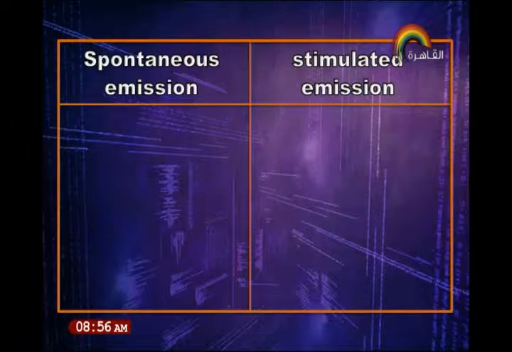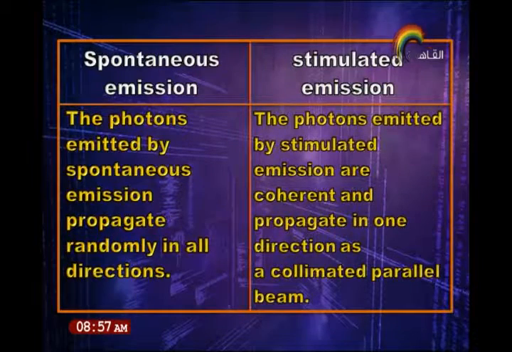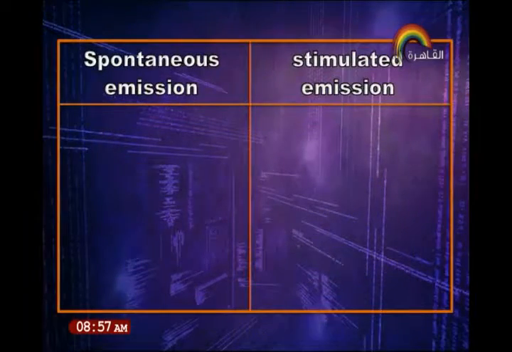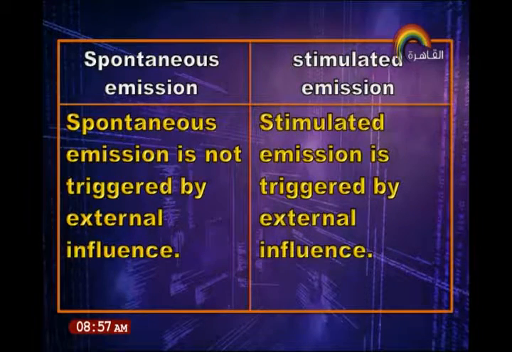Another point of difference: photons emitted by spontaneous emission propagate randomly in all directions. They are divergent. But photons emitted by stimulated emission are coherent and propagate in one direction as a collimated parallel beam. Spontaneous emission is not caused by external influence, but stimulated emission is triggered by external influence.